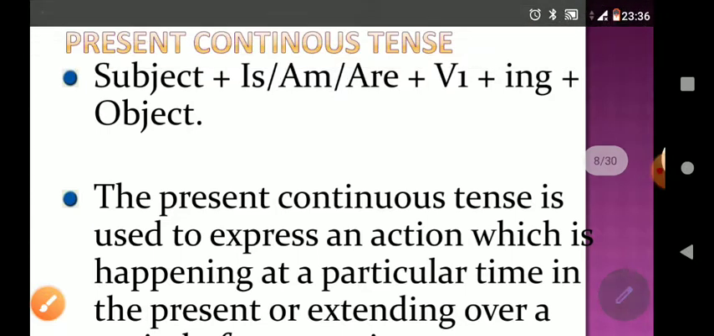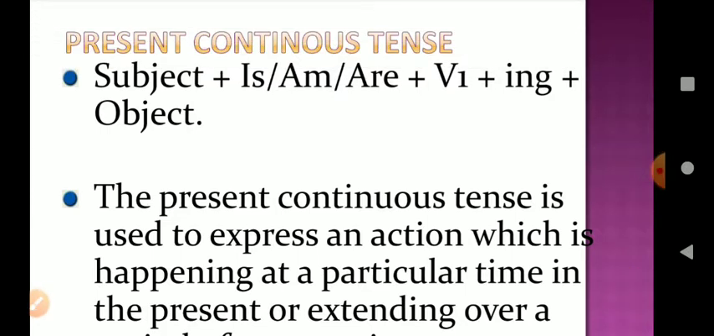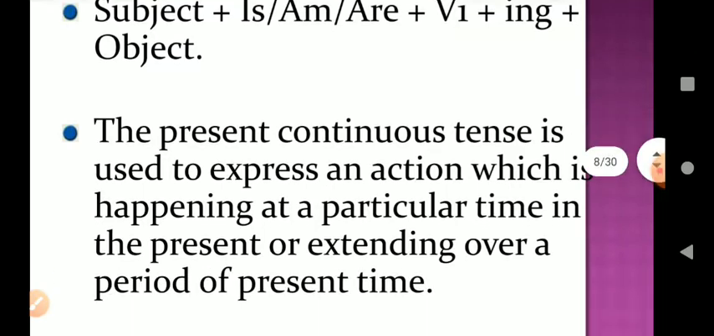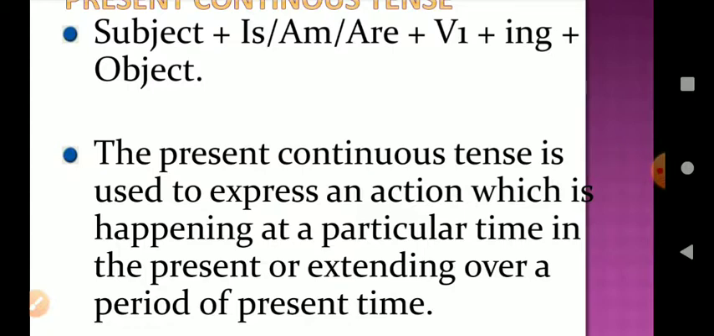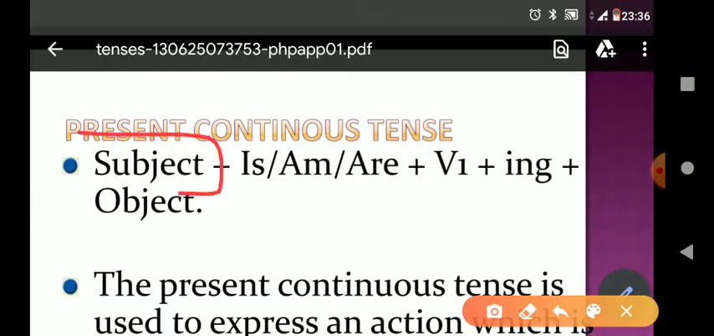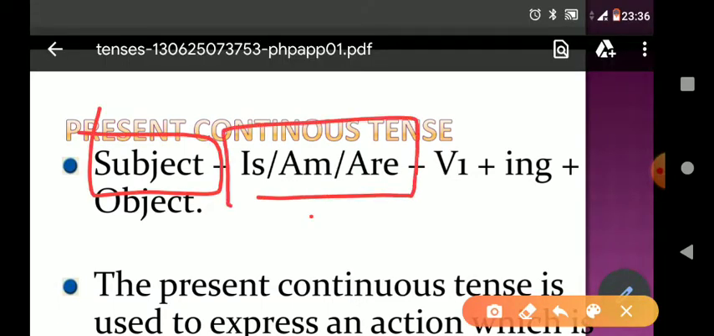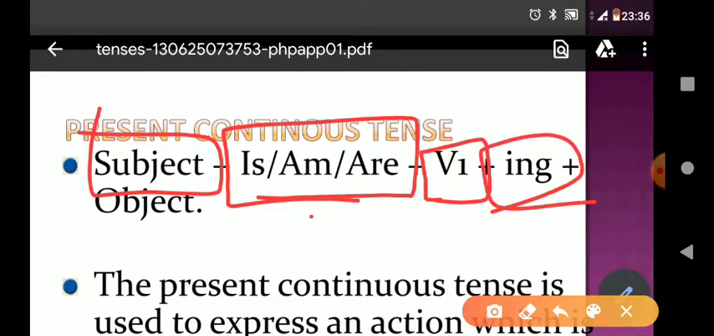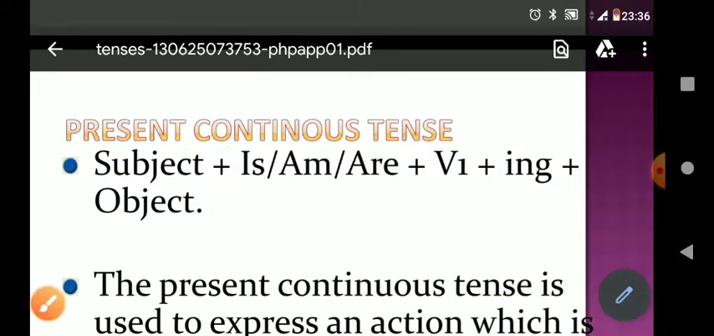Now what does this sentence show? The present continuous is used to express an action which is happening at a particular time, at the time of speaking, meaning which is happening now, like I am speaking. Now this is the sentence: I am speaking. Here I is the subject, am we have taken from here, then speak is v1, then ing: I am speaking. No object is here. But if I say I am speaking at the moment, then the object will be at the moment.